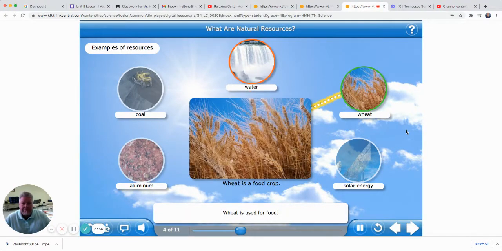Wheat is used for food. Other crops, such as cotton, are used to make clothing. Because most crops can be grown in less than a year, they're renewable resources.